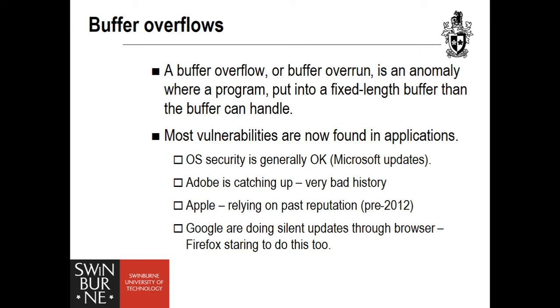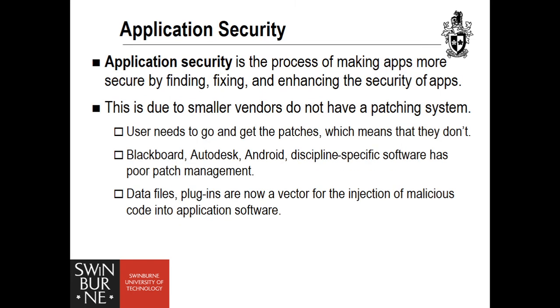Most vulnerabilities are now found in applications. OS security is generally okay. Either it's catching up, or it's steady. Apple is relying on past reputation. Google is doing silent updates through the browser. Firefox is starting to do this too. Application security is basically a process of making apps more secure by finding, fixing, and enhancing the security of apps. This is due to smaller vendors not having a patching system.